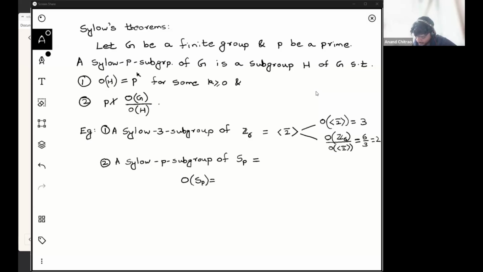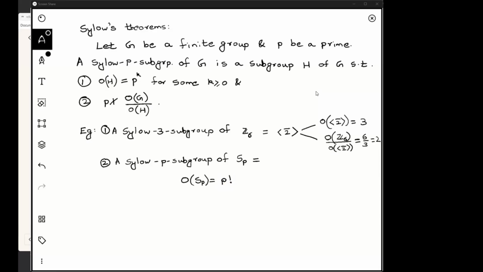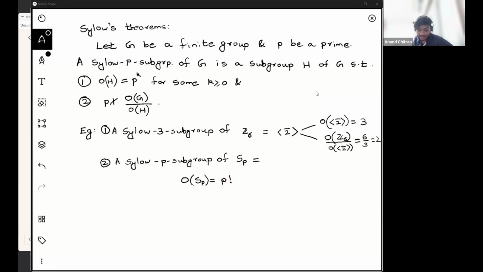The order of S_P is P factorial. So we know that P definitely divides P factorial. But does P squared divide P factorial? No. So the largest power of P dividing the order of S_P is just P. So you just have to find a subgroup of order P.